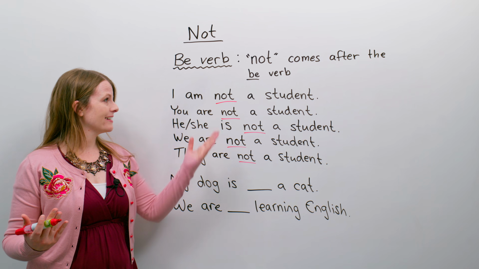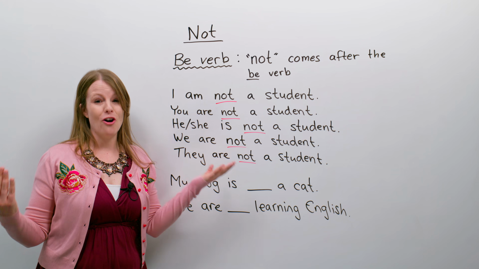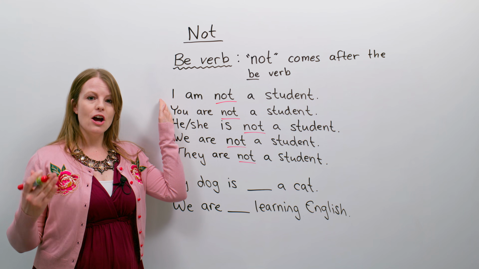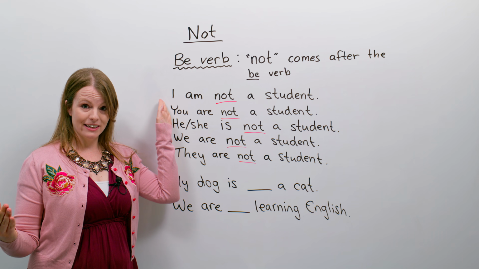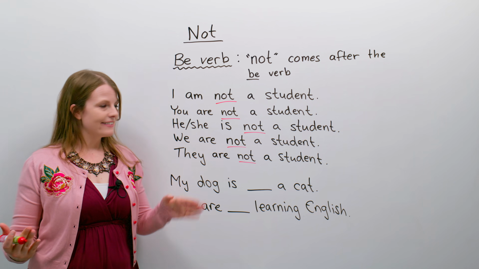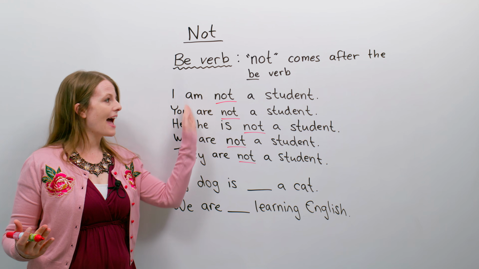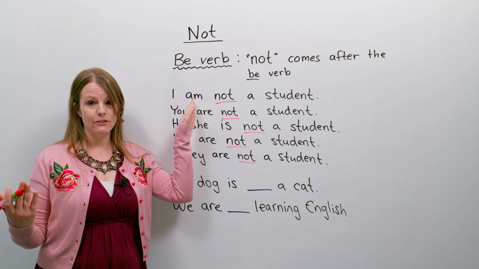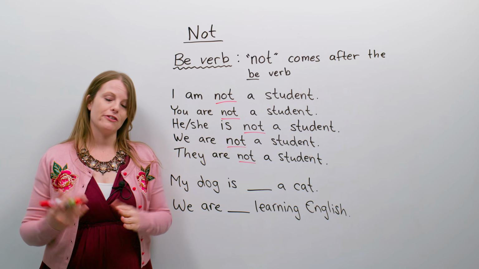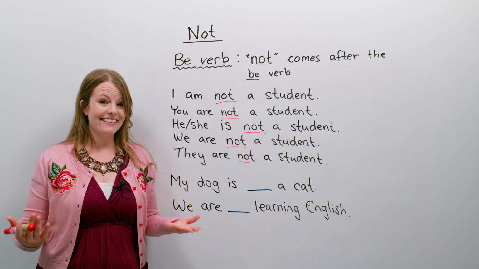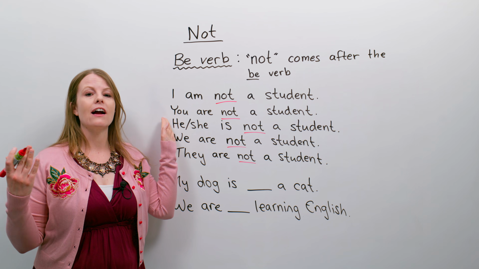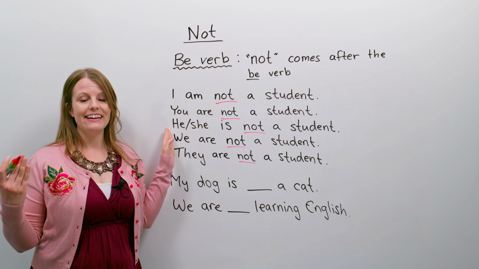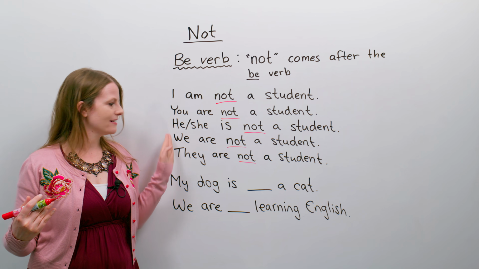So let's look at examples with not. I can say, I am not a student. Notice, not comes after the be verb. Am is the be verb. Not is after the be verb. We can say the same with you. You are not a student. He or she is not a student.